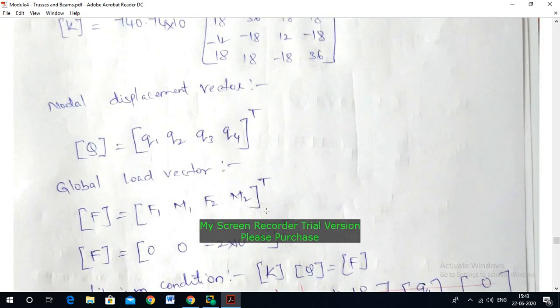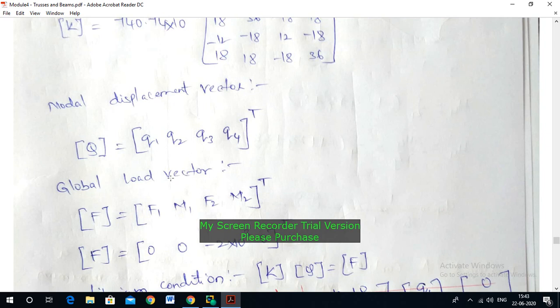Next, the nodal displacement vector Q is equal to Q1, Q2, Q3, Q4, because the beam element has 4 degrees of freedom, each node having 2 degrees of freedom. It consists of 2 nodes. At node 1 there is no nodal displacement, so Q1 and Q2 are zero; Q3 and Q4 are unknown, transpose.